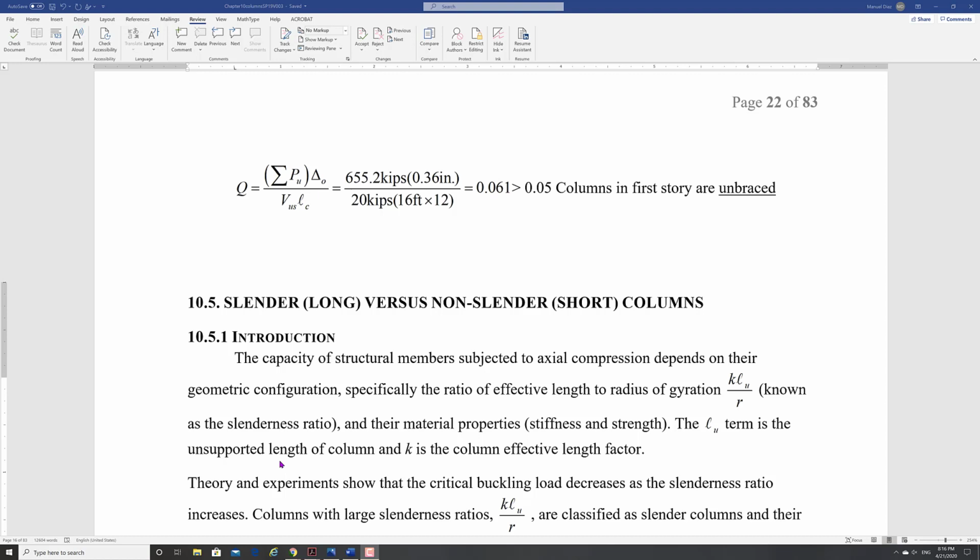Now the LU for a given column may not be unique, because if the beams that meet at the column joint in all directions are not of the same size, then you will have an LU in one direction and you would have an LU in the other direction. They're different.